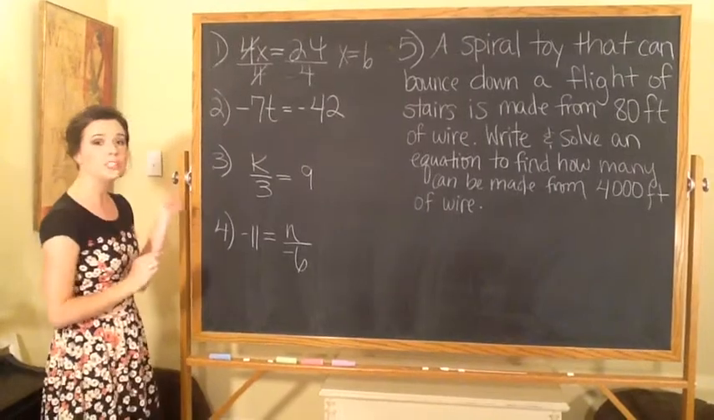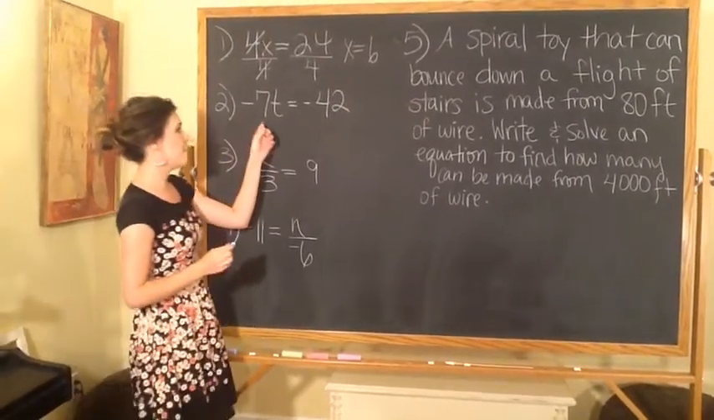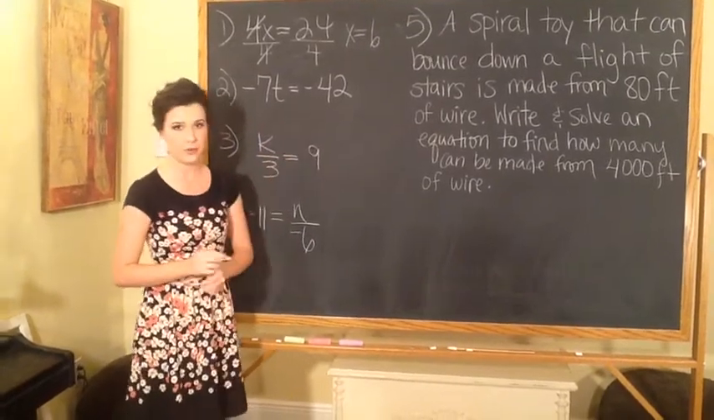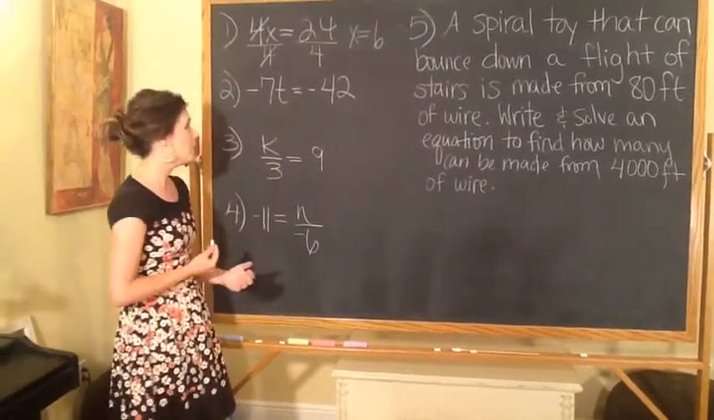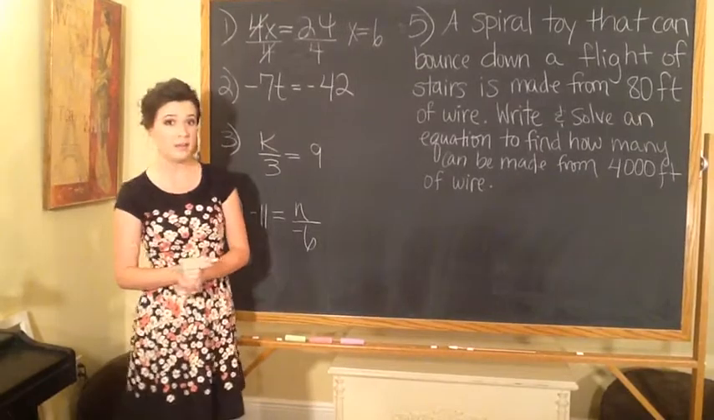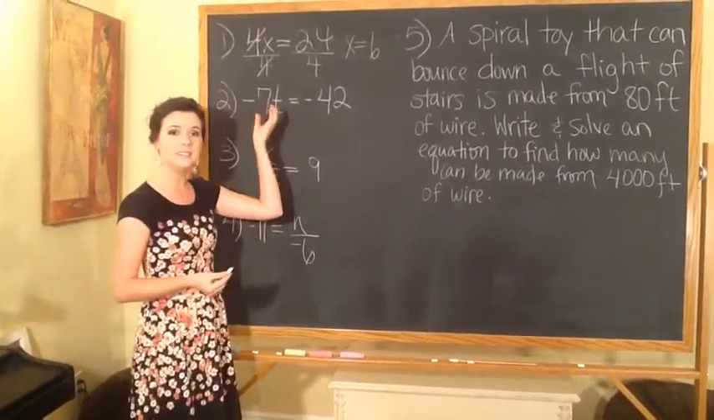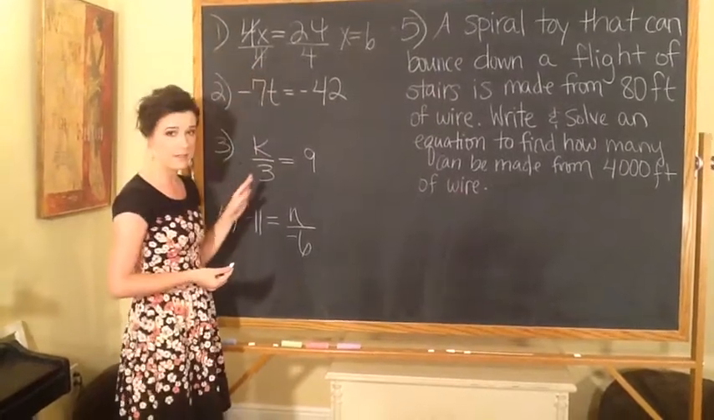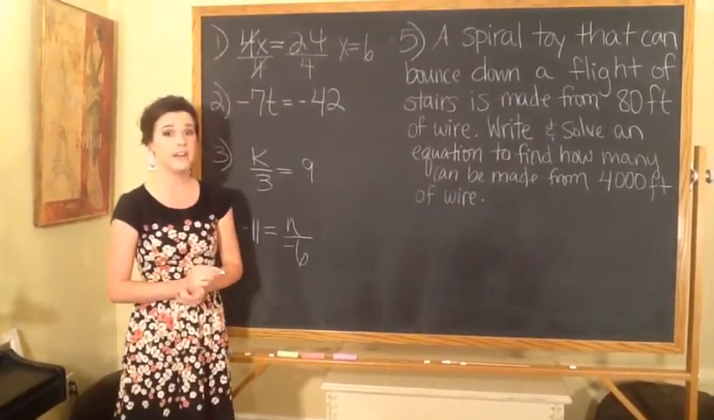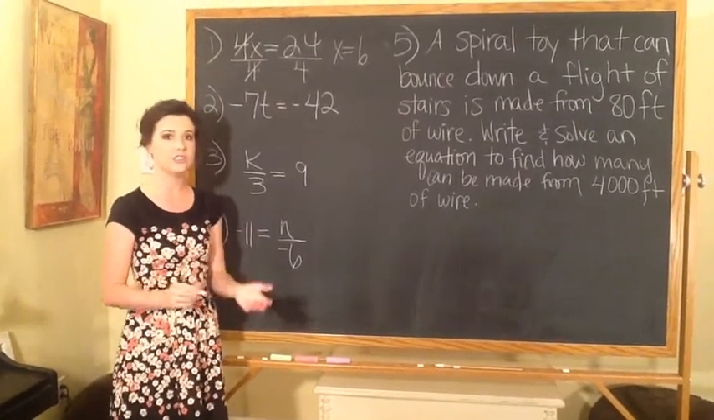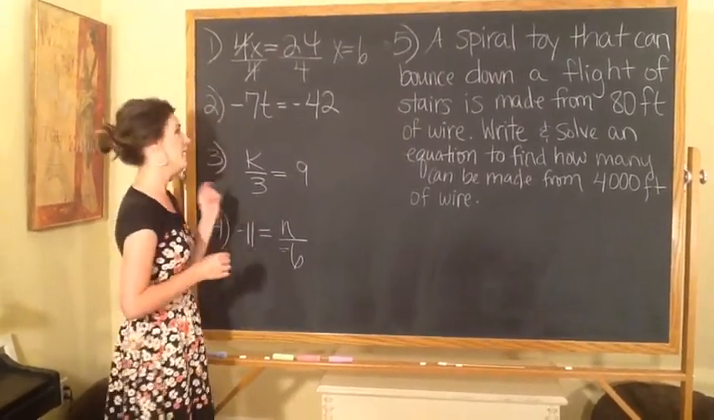Alright, example number 2 says negative 7 times t is equal to negative 42. Now, in this problem, we are going to have to divide because it's the inverse operation of multiplication. Because we want to get t by itself, we have to get rid of the negative 7. Now, we need to be very careful with negatives. So, multiplying and dividing integers, that skill is coming into play now.